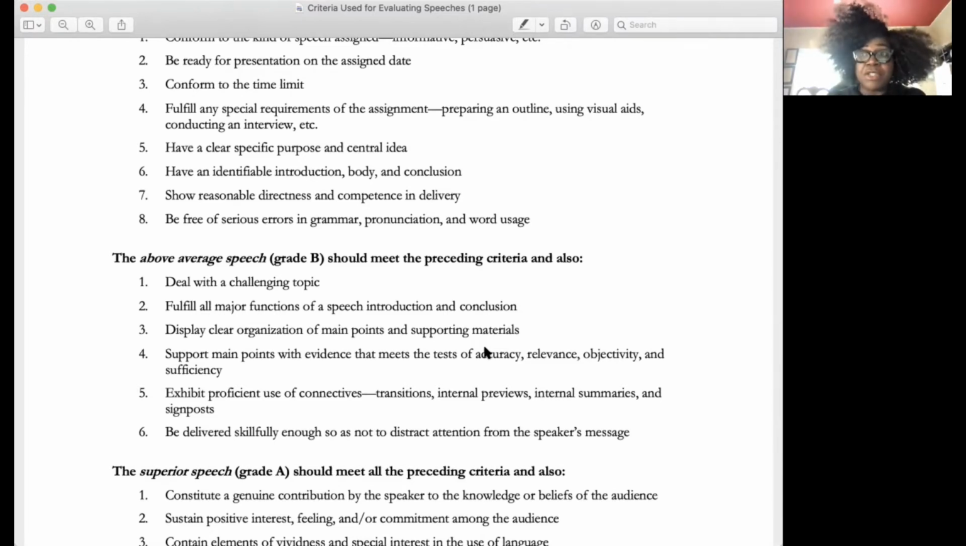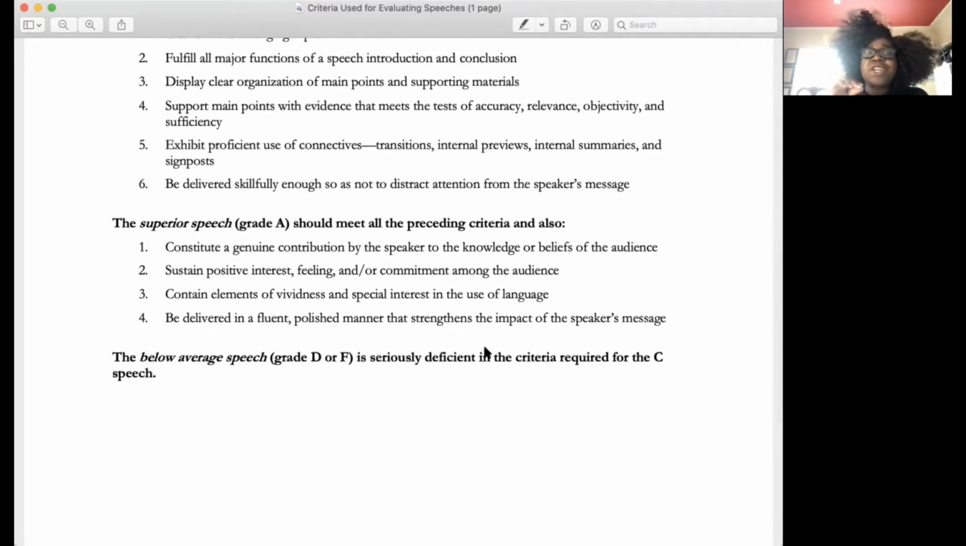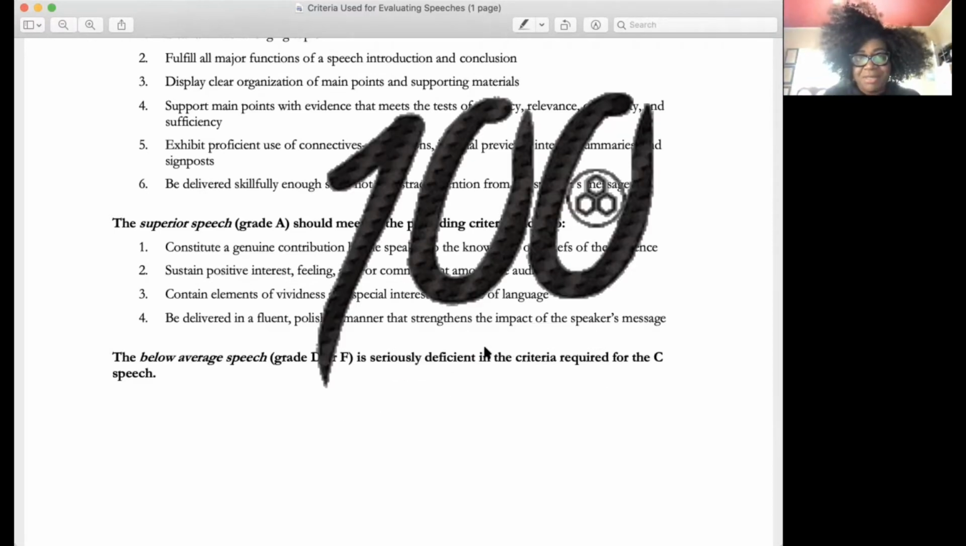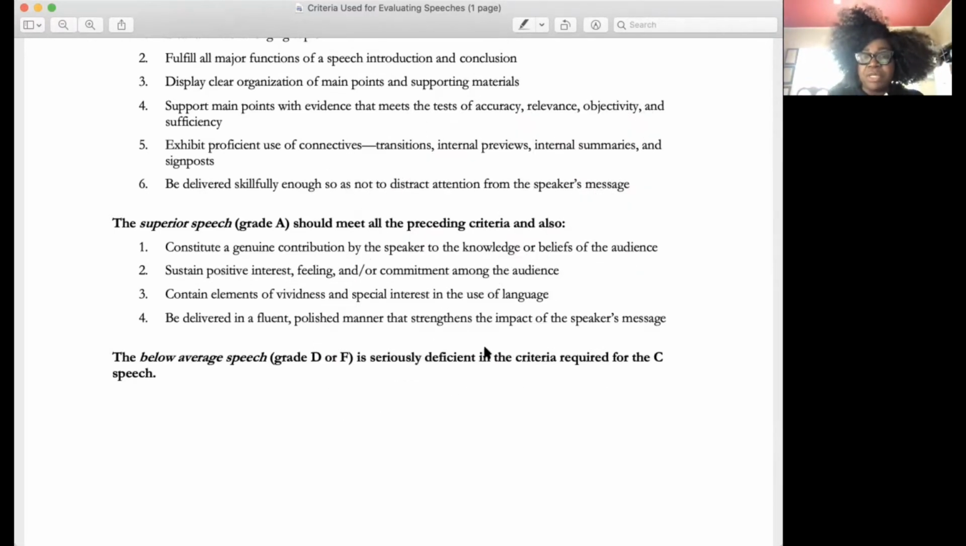So it therefore means you have to do a lot of work to ensure that it comes out as a B speech. Now, if you want to move from the level of the B speech to the A speech, which is considered a superior speech, then you have to have all of the things of the B speech, plus you have to contribute to the knowledge or beliefs of the audience, which means that the audience does not understand or know enough about your topic.